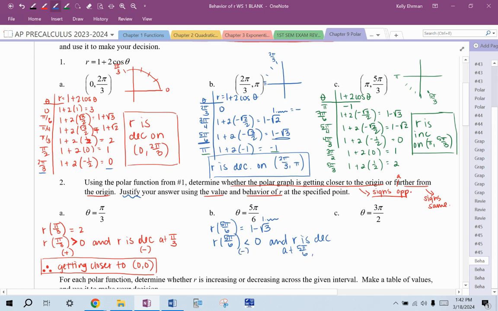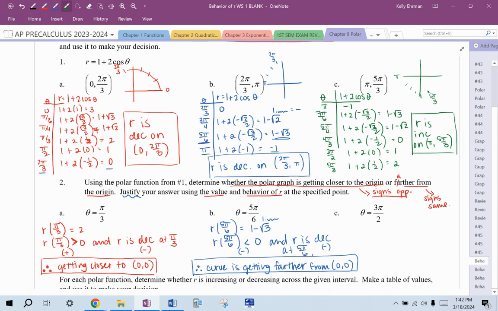So negative and negative, decreasing, I think negative, actual negative value is negative. Those signs are the same. So that means that the curve is getting, I think it's farther. Sorry to all my English people here. Farther from 0, 0. I even checked with Mrs. Trujillo one year, like is it further or farther? And she told me, and I forgot.